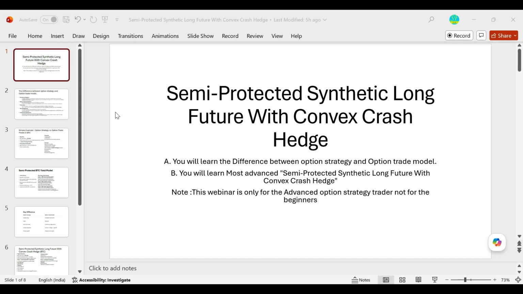If you are experienced enough and have already learned a lot of strategies, you can refine and modify your strategies, and do many things with the AI tools available in the market now. Many things have changed and evolved in the market. So here we are going to learn one of the techniques called semi-protected synthetic long future with convex crash hedge.